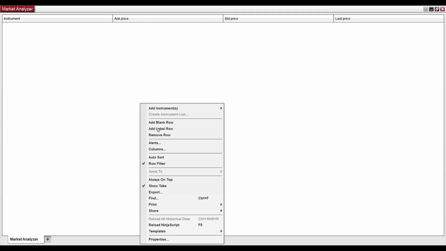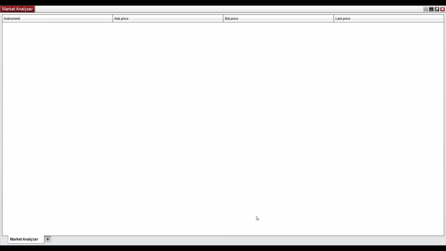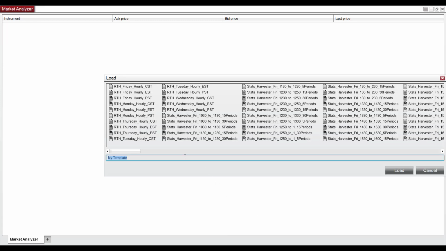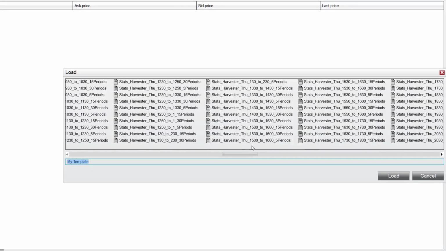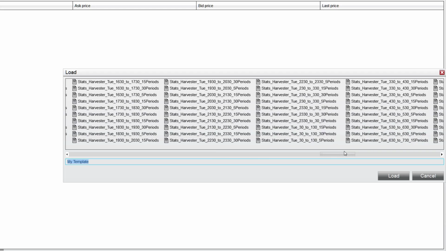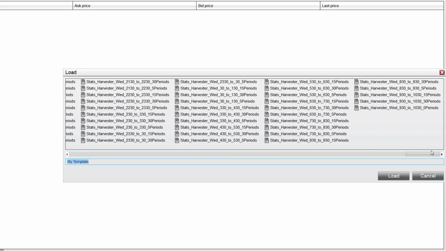Now, the templates I'm about to show you are all included as part of your Stats Harvester purchase. There are over 130 templates here, and in the future, when I add any new templates, those too would be included at no additional charge for all subscribers.